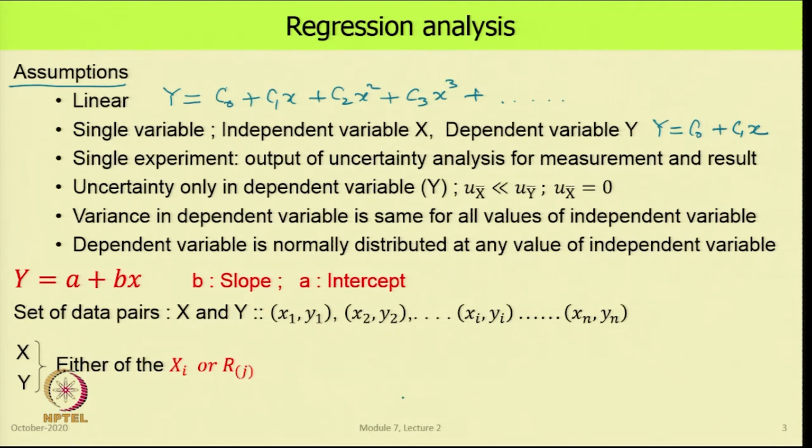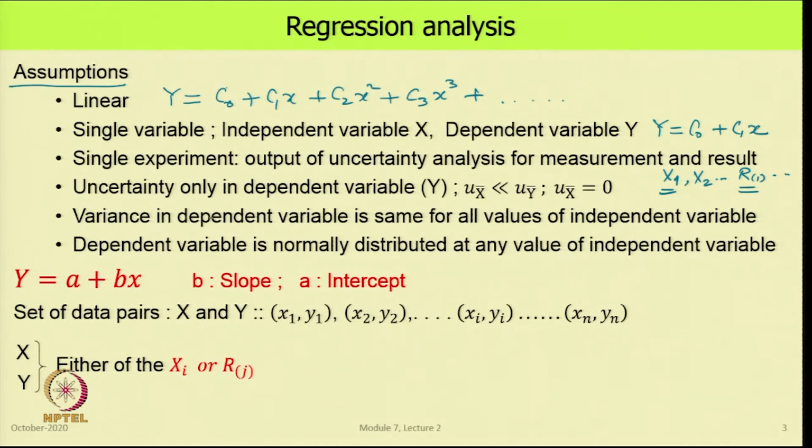Then we said that we will look at a single experiment, that is output of uncertainty analysis of the measurement and result. When we do one experiment, we collected all the data, we got the values of x I, which in this case is only x 1, maybe x 1, x 2 like that, and results R 1, R 2 like that. And we picked up one of these and one of these, any combination of two from these.